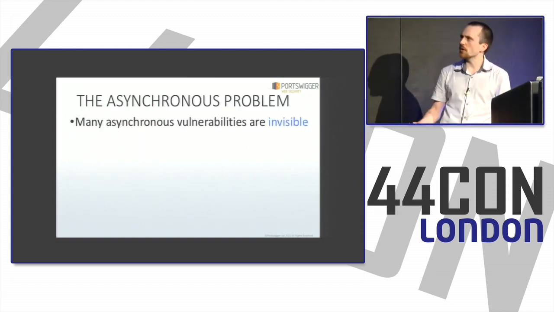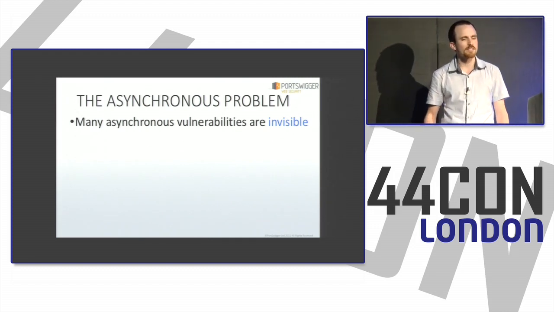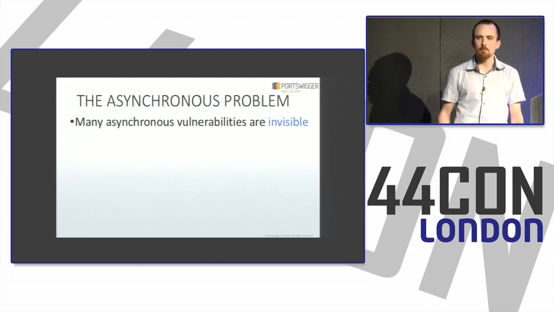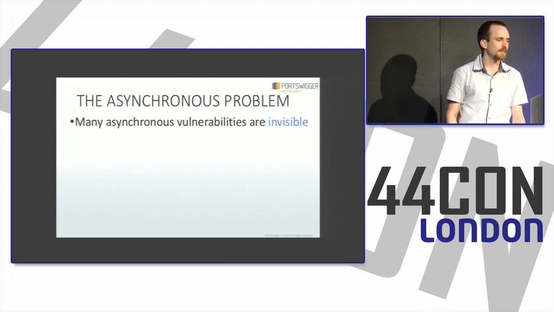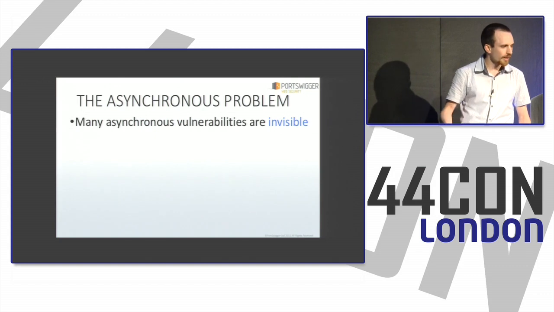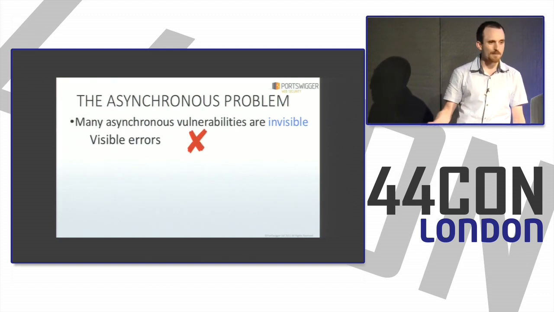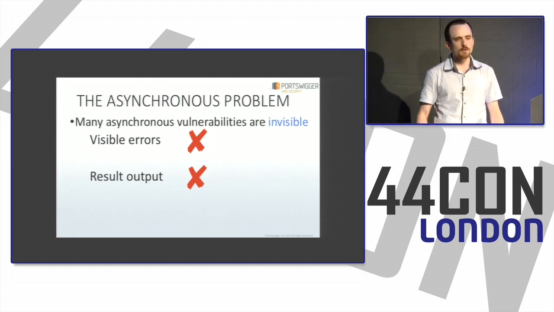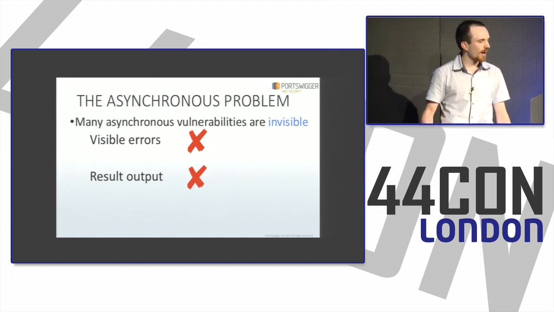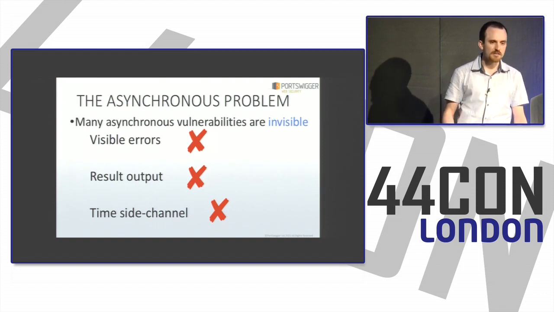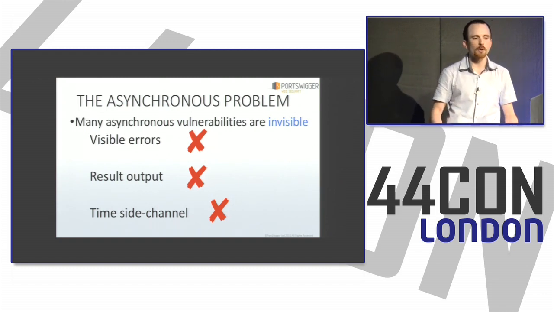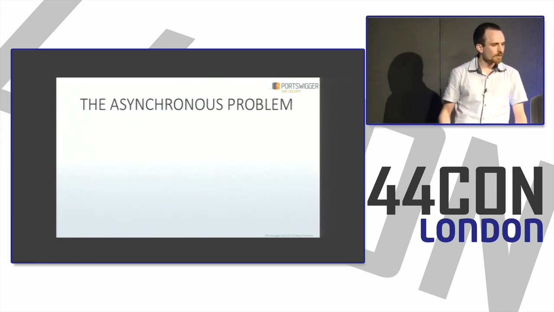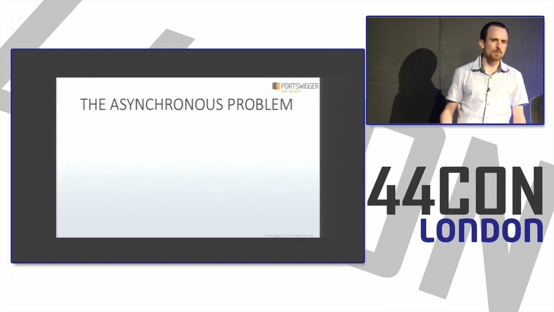So the core issue is that many asynchronous vulnerabilities can be invisible. I'm using the term invisible here rather than blind because blind SQL injection means something completely different. Invisible here means you don't get any visible error messages, obviously. You also don't get any output that is influenced by your input. And finally, because they're asynchronous, there's no timing side channel, so you can't find the issue by injecting like a sleep kind of payload.